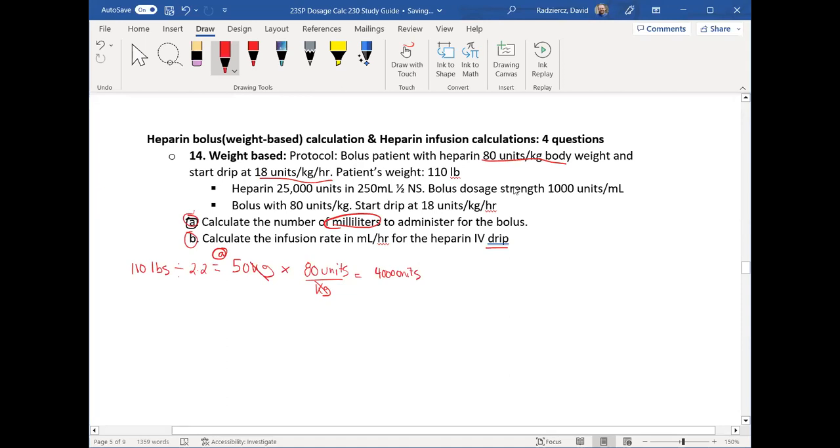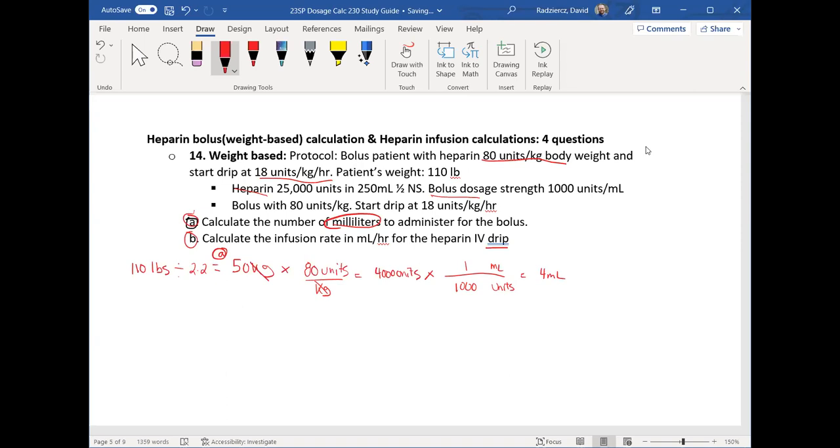So I basically have two availables. One's for the bolus dose and one's for the drip or the flow rate. So I'm going to use the bolus dose since that's what I'm calculating. I'm going to set this up like this. I'm going to convert units to milliliters. 1,000 units, 1 milliliter, and my answer is going to be 4 milliliters.